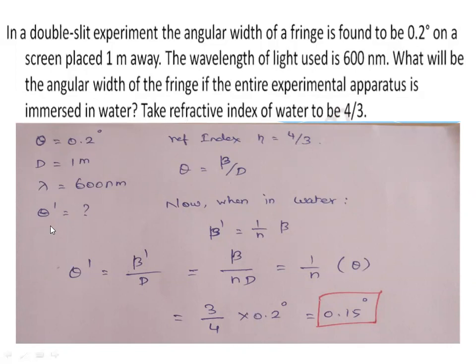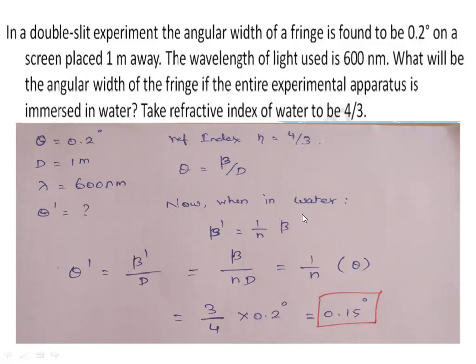When it is immersed in water only, we want to find it out. We have already seen that the refractive index value is given, n is equal to 4/3. We have already seen the angular width theta is equal to beta by d. This is what we discussed in the previous video. So theta is equal to beta by d.